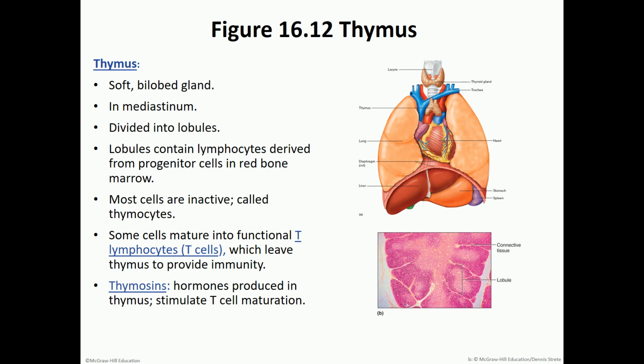Thymus gland has lots of lobules. These lobules have lymphocytes. And these lymphocytes are derived from all of those progenitor stem cells that are found in the red bone marrow. These cells tend to be inactive at first, and these are known as thymocytes, but they become activated and become mature T lymphocytes with the help of thymosin hormone. So we will find that your T lymphocytes kind of start off in the red bone marrow, but then they have to mature and pretty much grow up and become activated in the thymus gland.